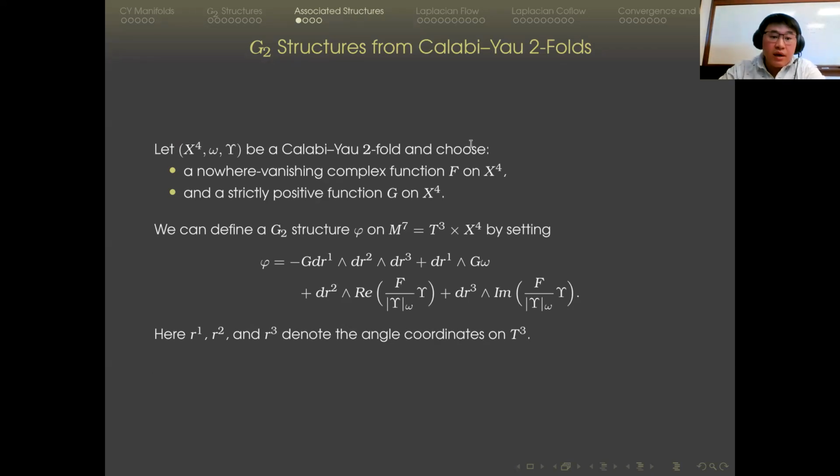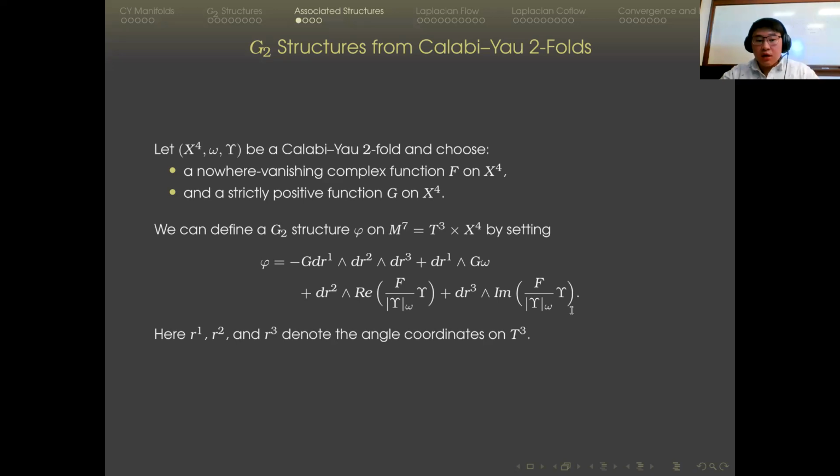But if we do that, and if we're given a nowhere vanishing complex function on our base manifold and a strictly positive function on our base, we can define a G2 structure on this product in this form. So what we're doing is taking the 3 angle coordinates and then pairing the angle coordinates with each one of these self-dual forms, right? Omega is self-dual, the real part of upsilon is self-dual, and the imaginary part of upsilon is self-dual, right? These are sort of the 3 hyperkähler structures, I guess.